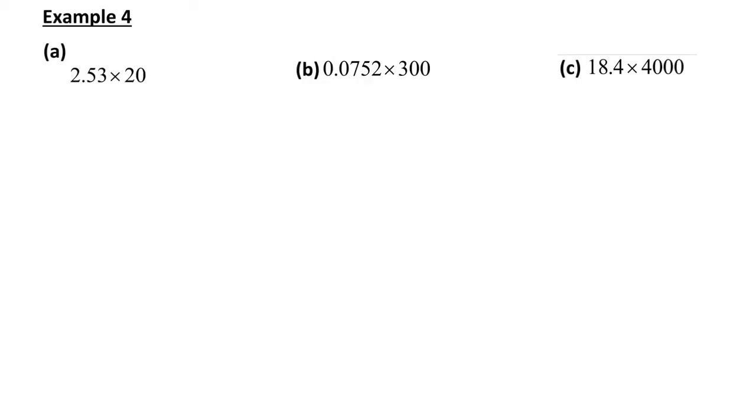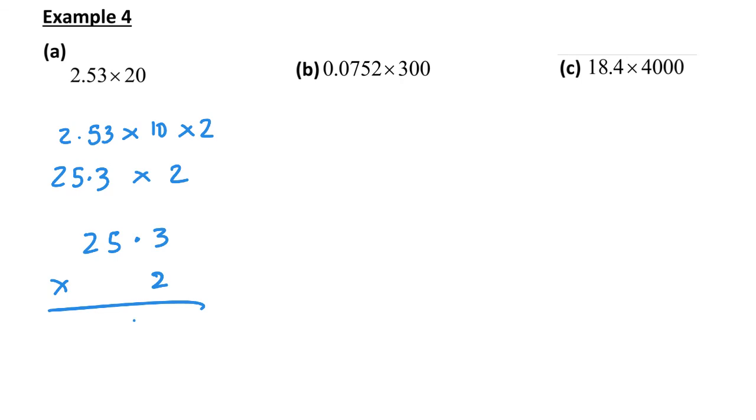Example 4, 2.53 times 20. The way in which we could do this is we could do 2.53 multiplied by 10 and then multiplied by 2. So 2.53 times 10 is 25.3. So we've moved the decimal place once, times 2. And then let's work that out. So 25.3 multiplied by 2. Put in our decimal point. 2 3s are 6. 2 5s are 10. 0 and carry a 1. And 2 times 2 is 4, plus the 1 is 5. So the answer is 50.6.